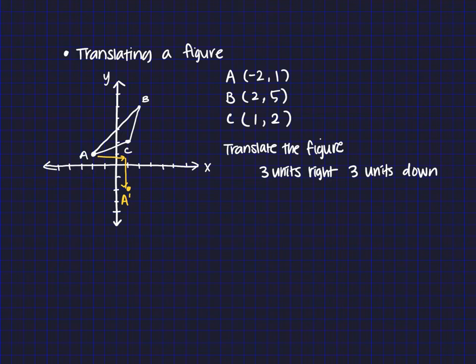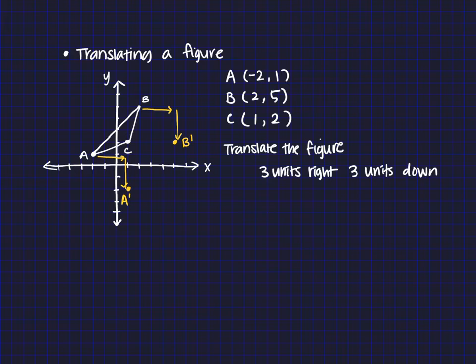I'm going to repeat the same thing for B. So I'm going to go ahead and do 1, 2, 3 on the right. And then I'm going to go 3 to the bottom. And this new dot is going to be called B prime.